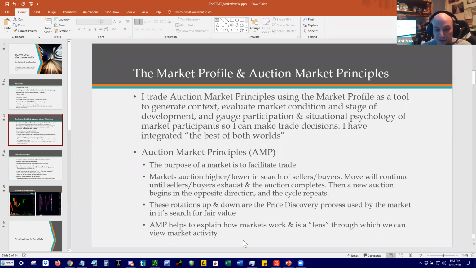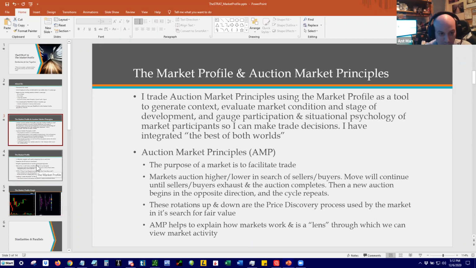Perfect. Okay, so these rotations that I just spoke about are the price discovery process used by markets in search of fair value, and it also helps to explain how a market works. The way I explain it to people asking what exactly auction market principles are is that it's a lens. I try to view every market through this lens, and it helps me see activity in a slightly different and more advantageous way, I believe.